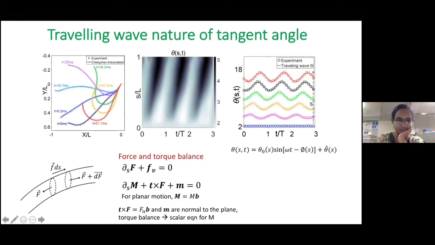Yeah, here, right? This one? Yes. So basically, this is how you would write. The force balance equation is easier to explain, right? Because essentially you have F plus dF, so you have to sum up these things. So basically dF plus F ds is equal to 0. And then you differentiate with respect to arc length to get ∂sF plus small f equal to 0.